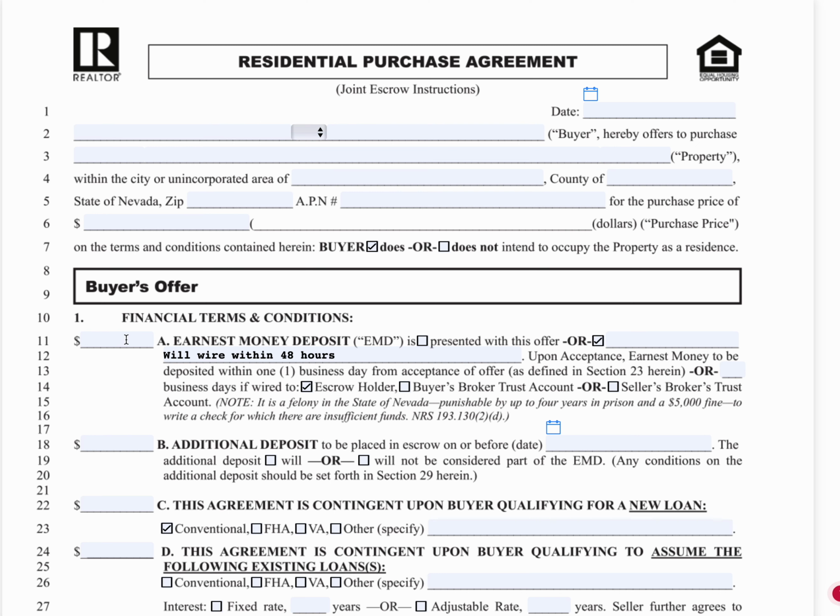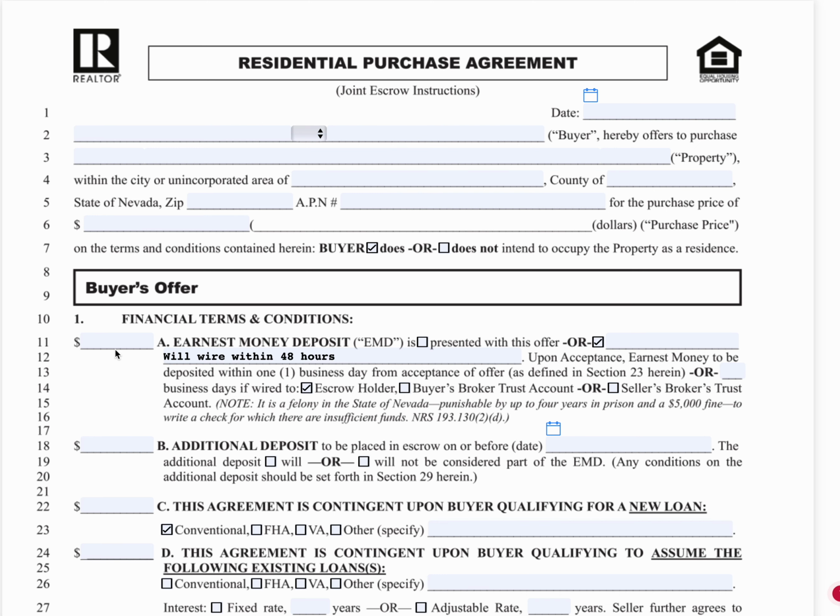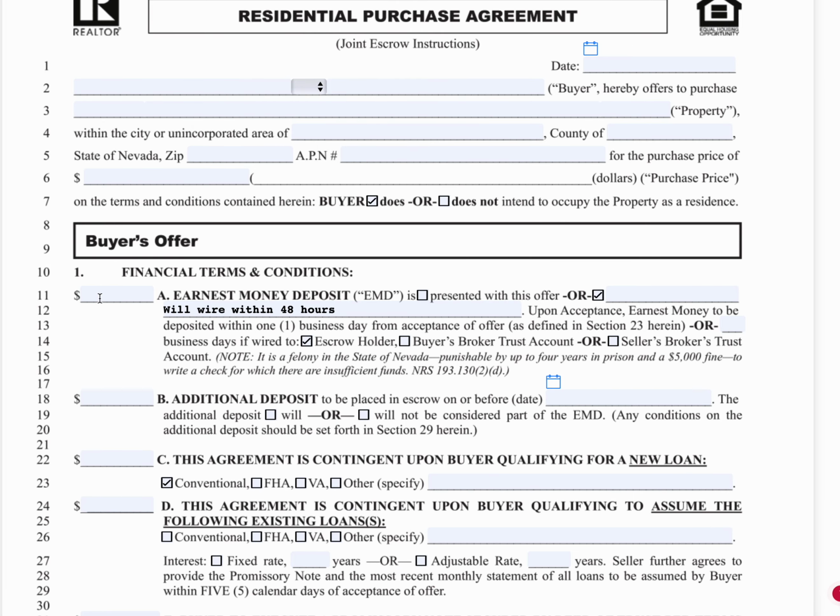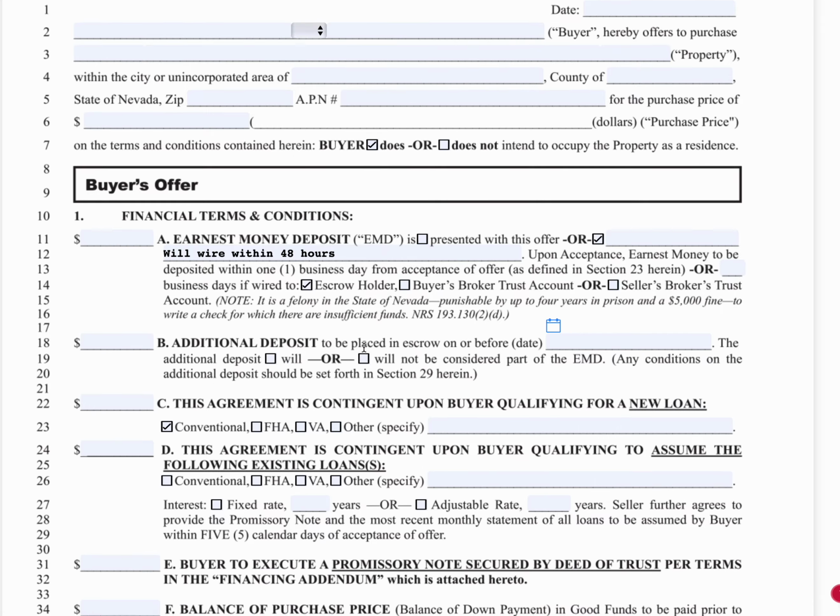Now, of course, here is going to be the earnest money deposit, which, if your offer is accepted, is the initial deposit that will be required. And again, usually it's submitted through a wire within 48 hours. It's going to go to the escrow holder that we decide on and put in place. Okay.